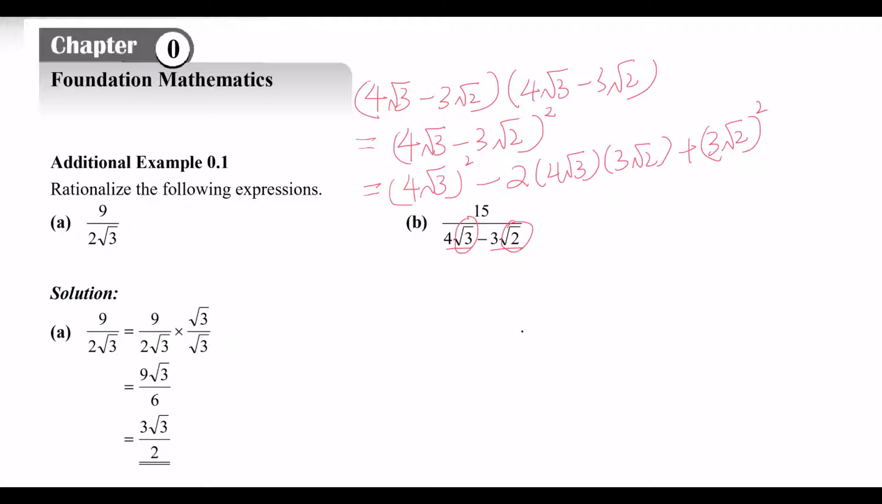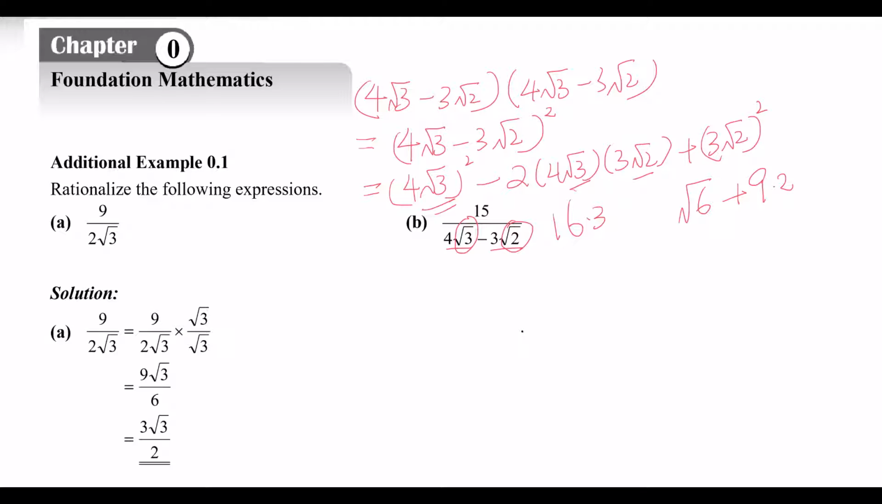Now, in this case, this one becomes 4 squared, 16, and we have 16 times 3, of course it is a rational number. And then the last term here will be 9 times 2, it is also a rational number. But the middle term is a problem. If you look at it, you can see it carries square root 3 times square root 2, it means square root 6.